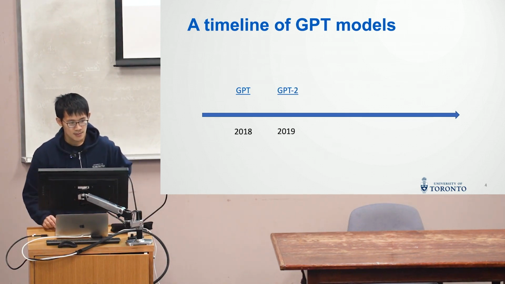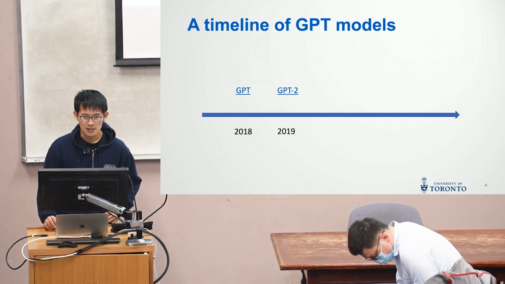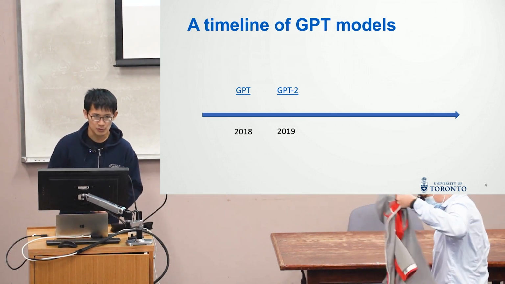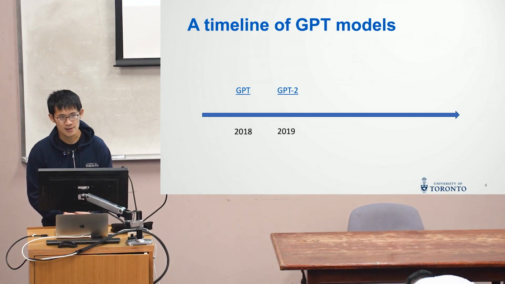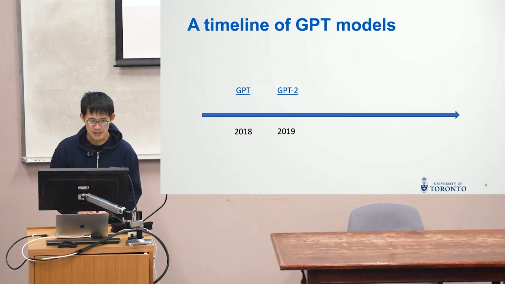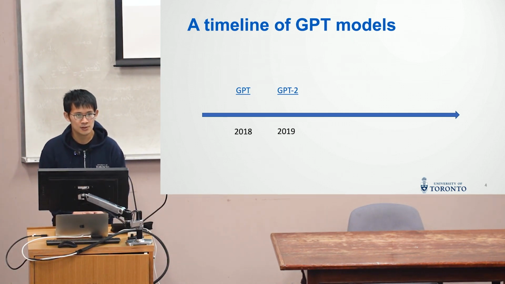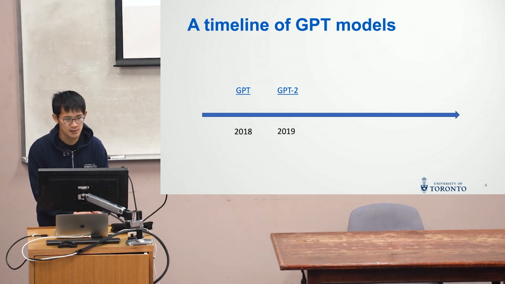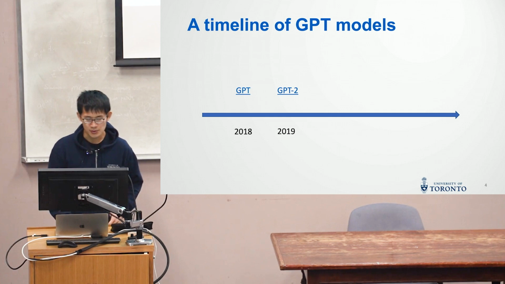In 2019, OpenAI trained the second iteration of the GPT model. It's called GPT-2. Unfortunately, GPT-2 was still not the most popular model at that time. The most popular candidate at that time was called BERT by Google Research. And interestingly, the lead author of the BERT paper, Jacob Devlin, recently left Google for OpenAI. So the world is interesting.